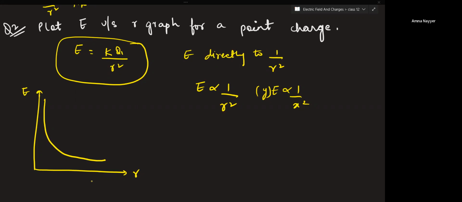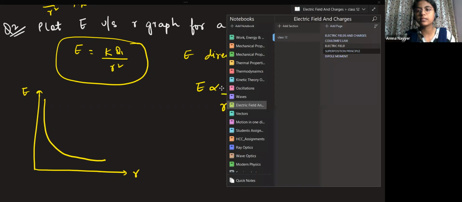All right, let's move to the next topic, superposition principle. Now understand what is meant by superposition principle. See, if you have various quantities with you, like various electric forces or electric fields, then what you do? You have to take out the resultant of all the electric fields.